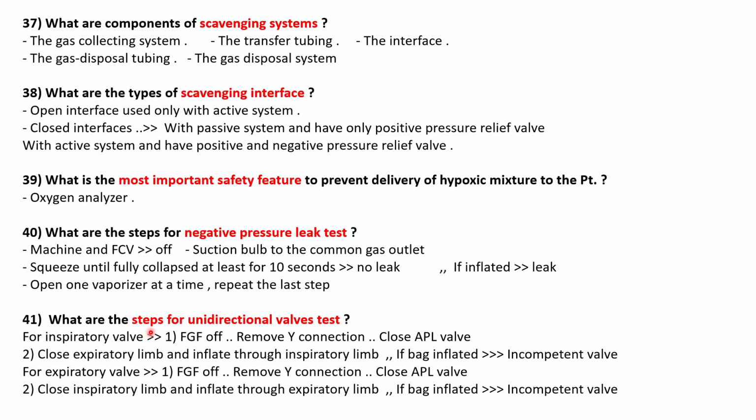What are the steps for the unidirectional valve test? For the inspiratory valve, fresh gas flow off. Remove the Y piece. Close the APL valve. Close the expiratory limb and inflate through the inspiratory limb. If gas is back inflated, it is an incompetent valve. For the expiratory valve, fresh gas flow off. Remove the Y connection. Close the APL valve. Close the inspiratory limb and inflate through the expiratory limb. If back inflated, it's an incompetent valve.